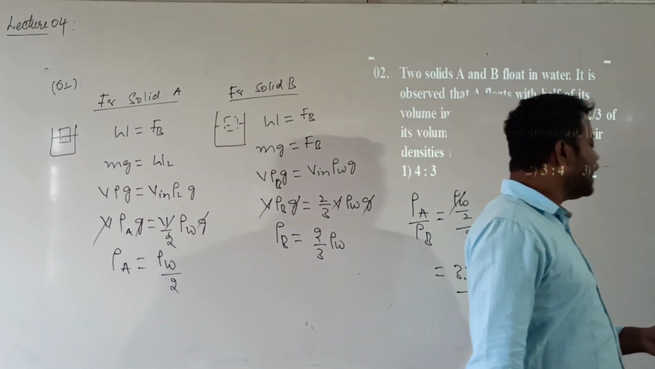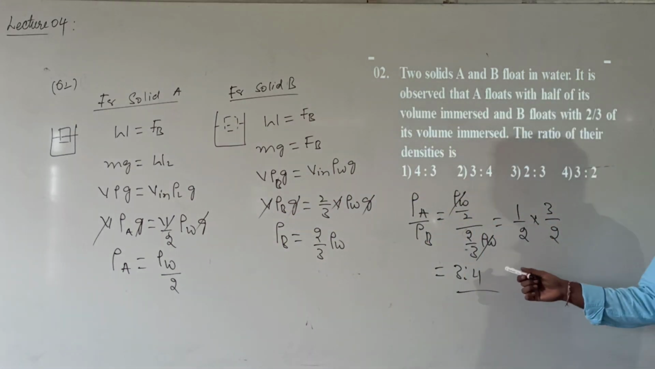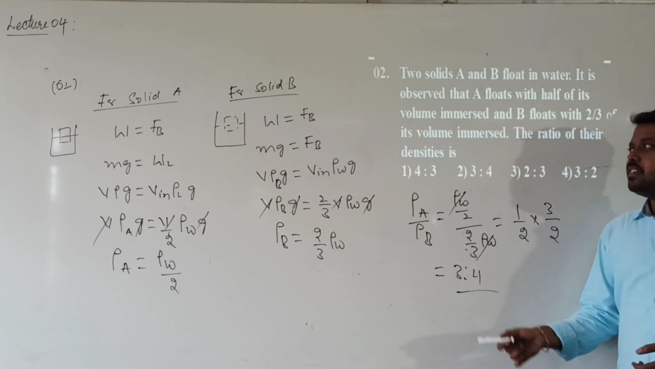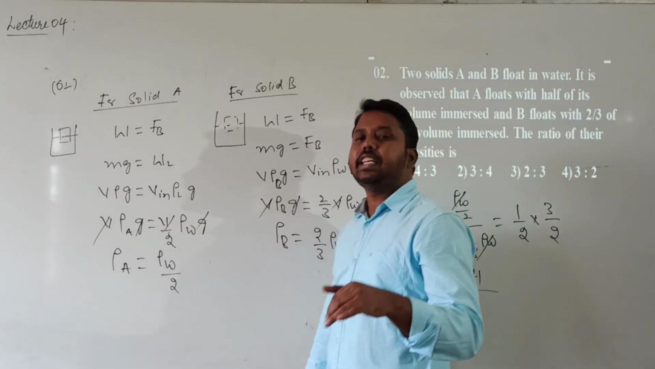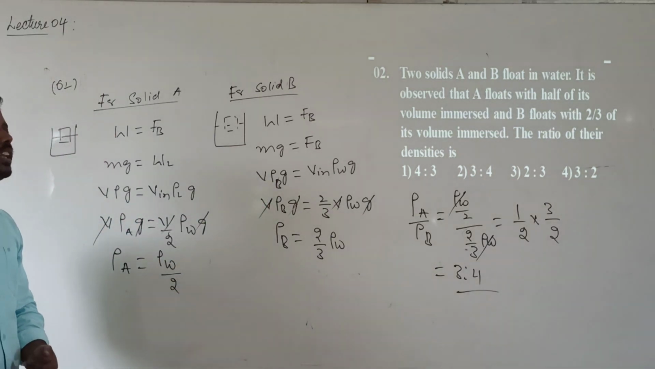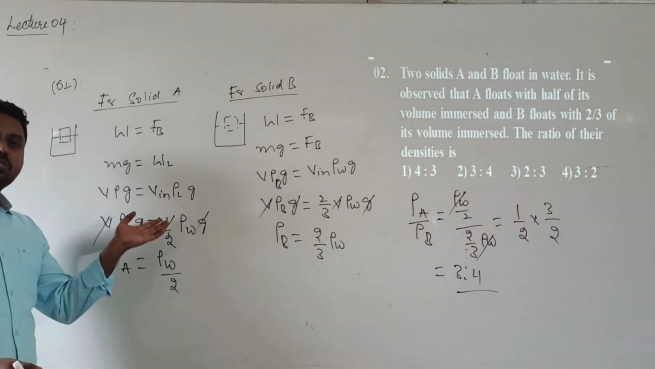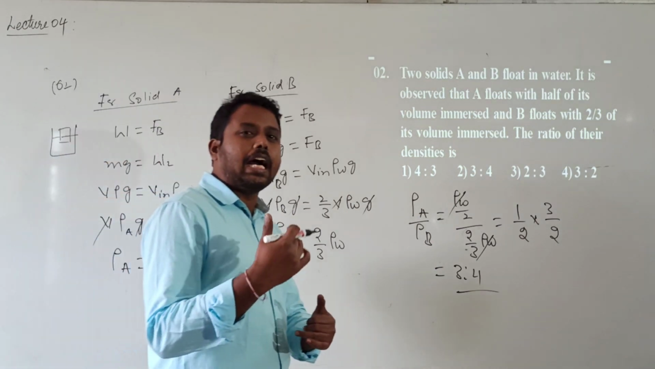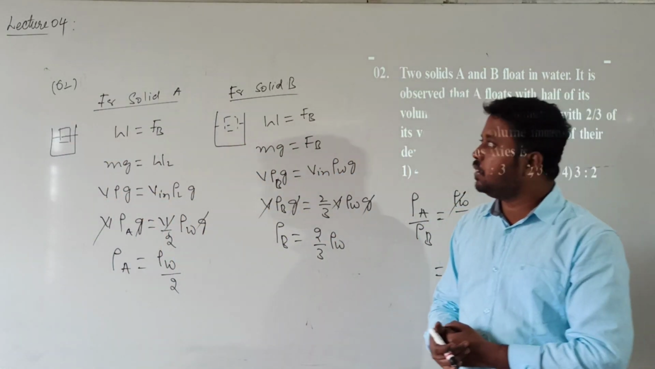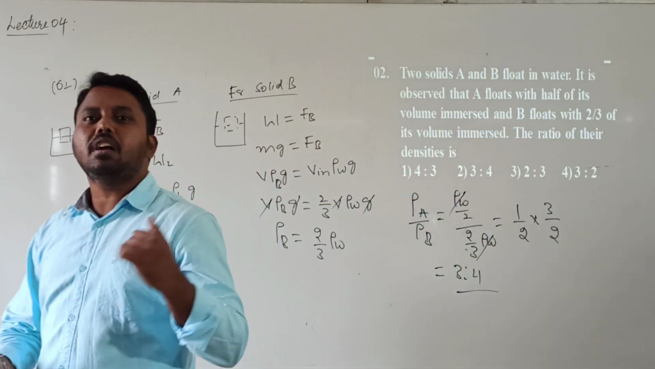But maybe in the options they have given 2:3. You have to check it once. So this is the correct option. So 3:4 is the ratio of densities of A and B. This question is also solved according to Archimedes principle. So which principle did we apply? Archimedes principle. Okay? So that is question number 2.